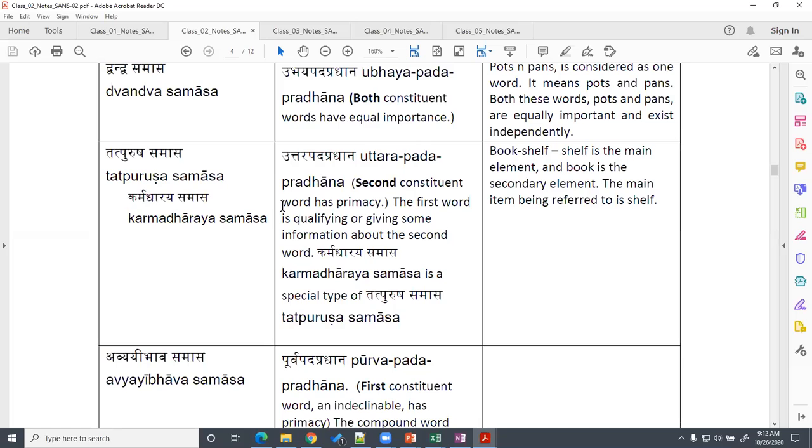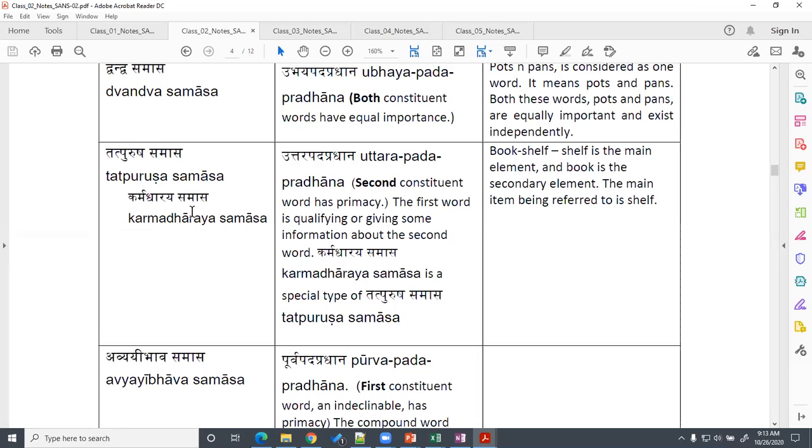Sandhi is between two sounds, which are represented by two letters of the alphabet. So the last letter of the first word and the first letter of the second word, because of certain phonetic rules, come together and make a common sound. Two sounds merge into one sound, or one of the sounds may change. That is called sandhi.